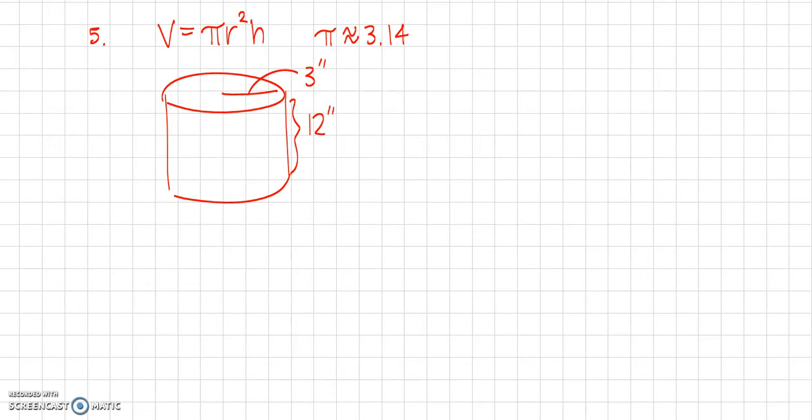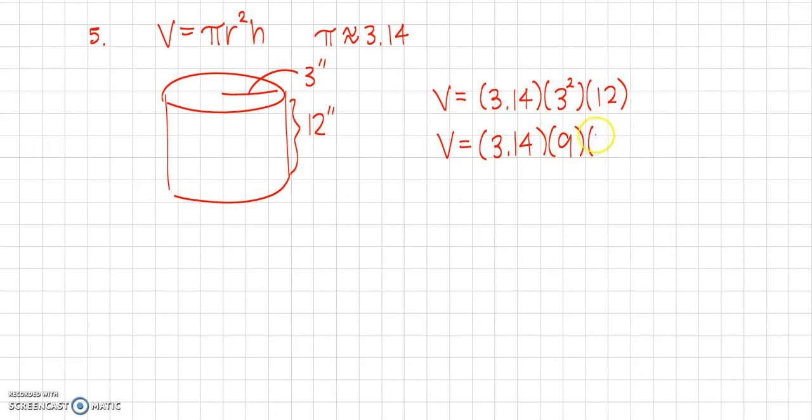So we're just going to take our volume formula and substitute what we know. Instead of pi, we're going to put 3.14. Instead of r squared, we're going to put 3 squared. And instead of h, we're going to put 12. And we're going to follow the order of operations. 3 squared is 9. And we're just going to multiply straight across. And you get 339.12. The one that's closest to that is C, 339.